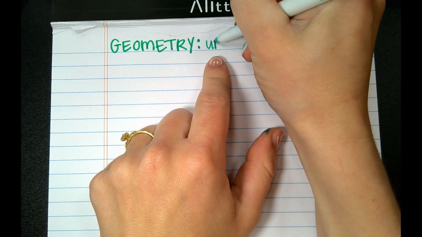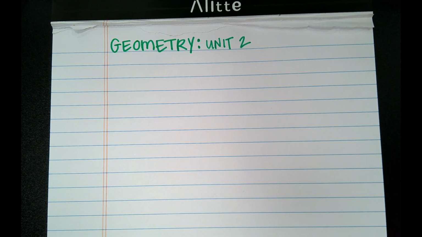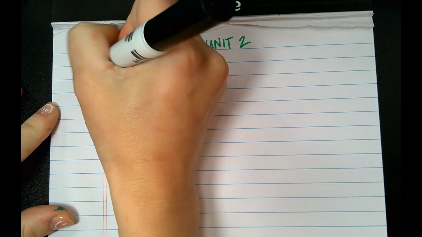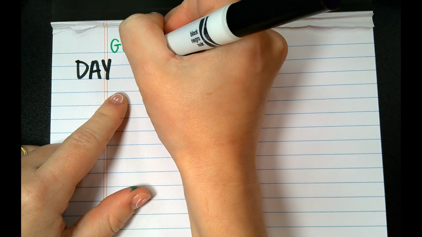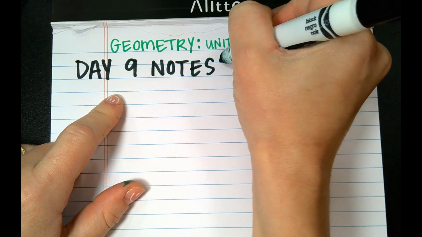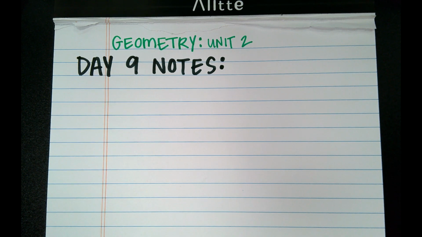Geometry, Unit 2. And today is day 9. Oh, wow. I don't want to think about it because that means we only have 6 classes left. I'm gonna cry. This term is going really, really fast. And I just don't know how to feel about it. Some of you probably love it, but I'm getting a little sad about it. Okay, day 9 notes. And this is page 1.